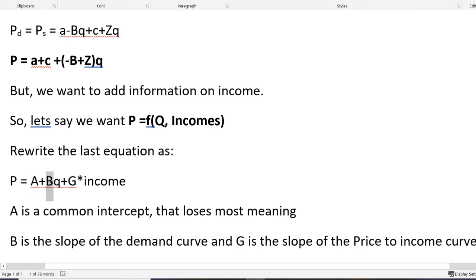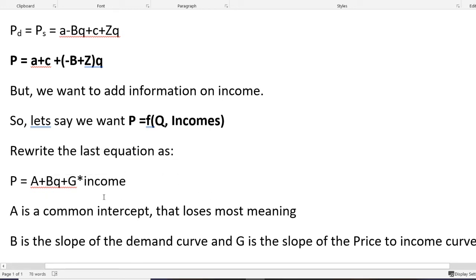Then we have a big B, right? We're just rewriting a B. That's the responsiveness of quantity to price in this equation. And then G, which is the responsiveness of price to income, times income. So these are the slope in the income space, and that's the slope in the quantity space.